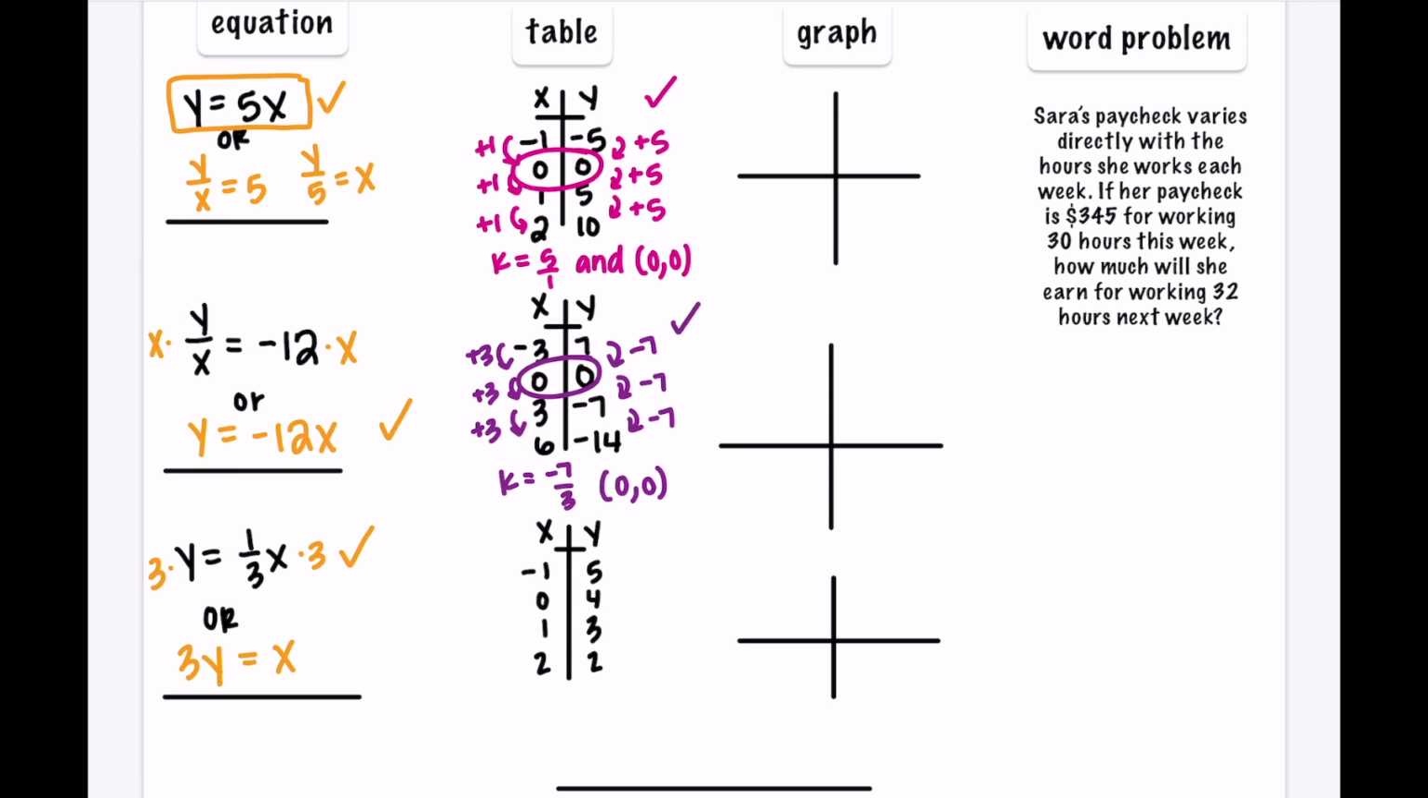And finally, this last one. Our change in y is going down 1 each time, and our change in x is going up 1 each time. So that is a constant rate of change, but it does not pass through the origin. So this is not a direct variation.